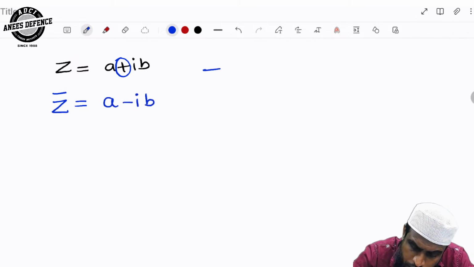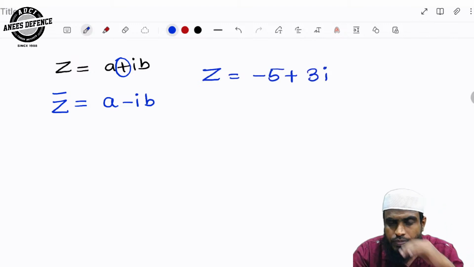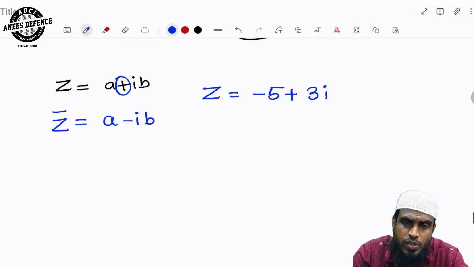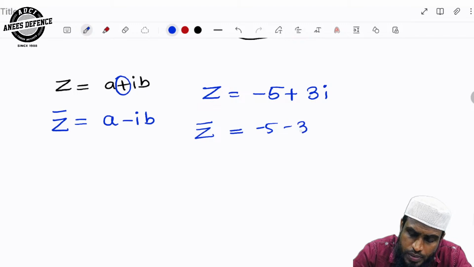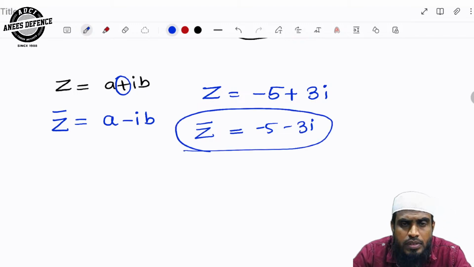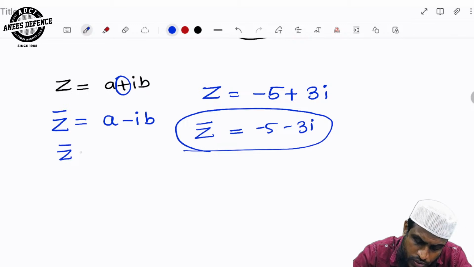For example, z is equal to minus 5 plus 3i. Here the real part is minus 5, the imaginary part is plus 3. So if you want to calculate the conjugate, you should not play with the real part. You should change the sign of the imaginary part only. So minus 5 minus 3i. So this is z bar. So z bar is represented as the complex conjugate of a number.